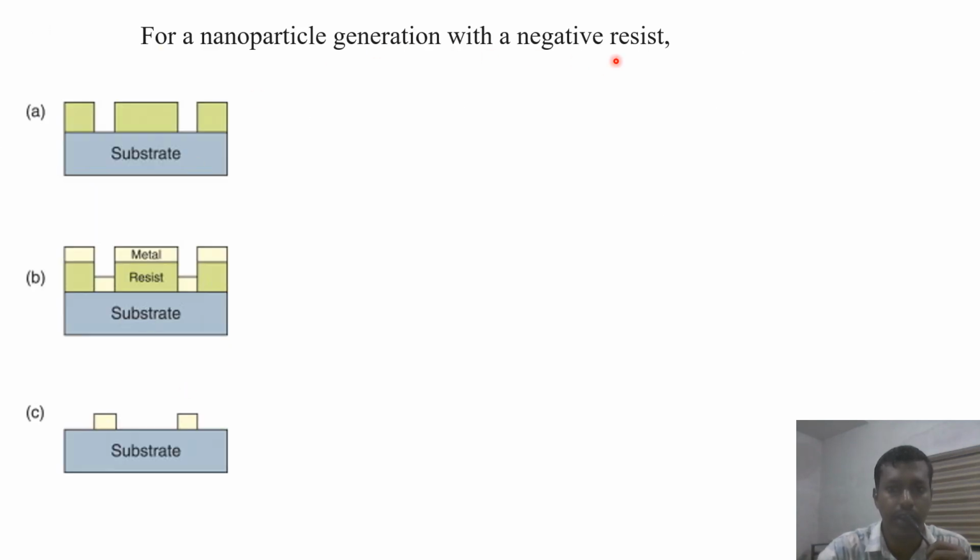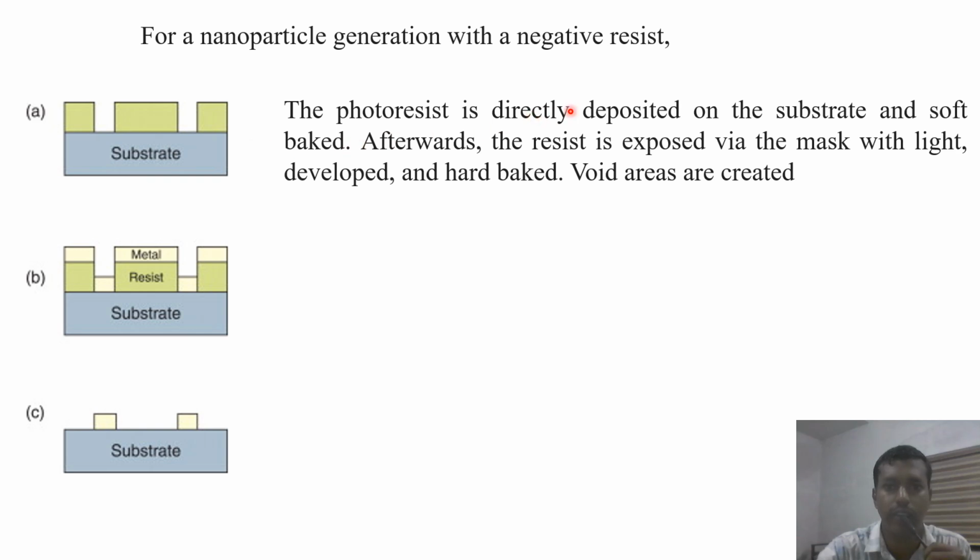Now in the case of a negative resist: in the previous case we studied nanoparticle generation with a positive resist. This diagram represents nanoparticle generation with a negative resist. In this case the photoresist is deposited directly on the substrate, whereas in the previous case it was on top of a metal. Then we bake, and afterwards the resist is exposed via the mask with light, developed and hard baked. You can see that a void area is created.